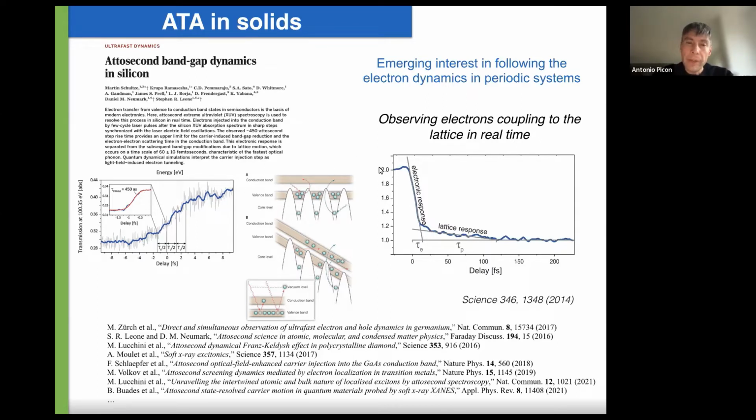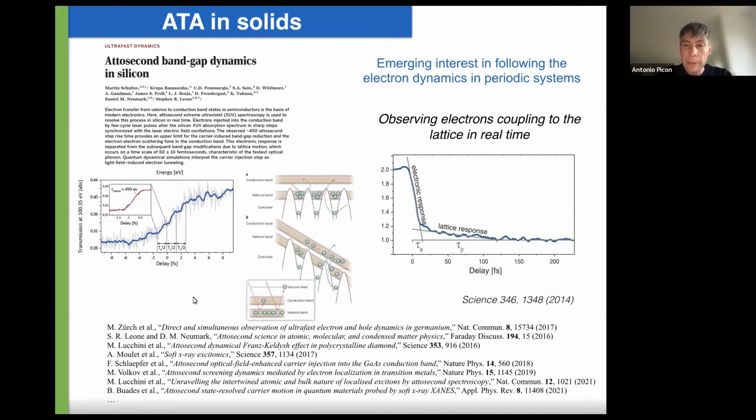Perhaps here I should emphasize that we are investigating the physics right after excitation, when the electronic response is the dominating one, so right after here. Of course, we let the system evolve. At some point, it will couple with the lattice, and then we are going to have a lattice response. But in this type of experiment, what we are concerned with is this first electronic response.